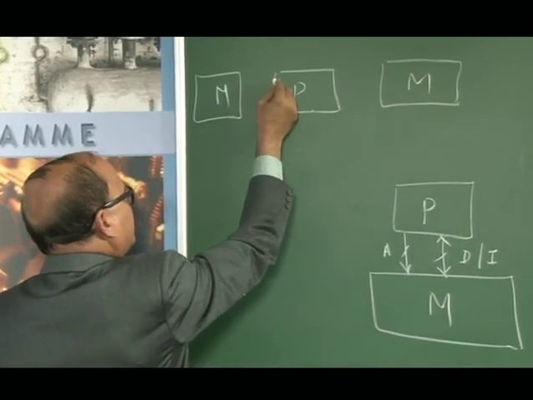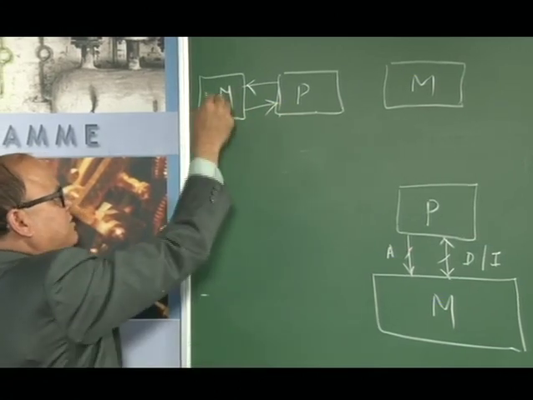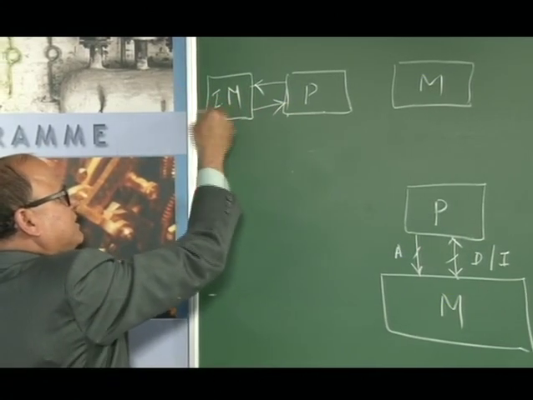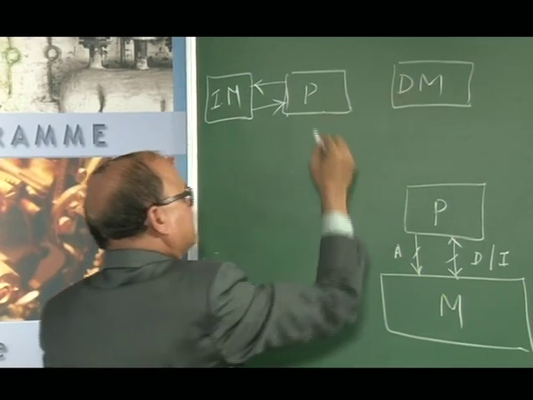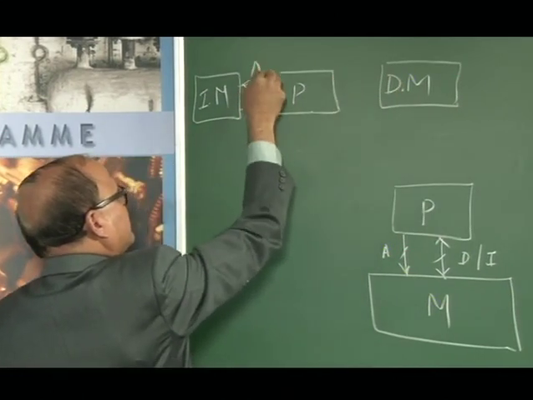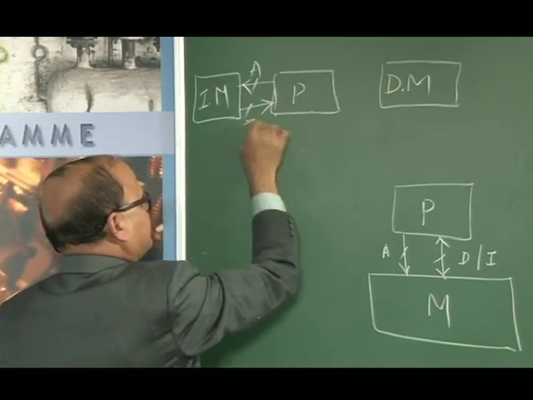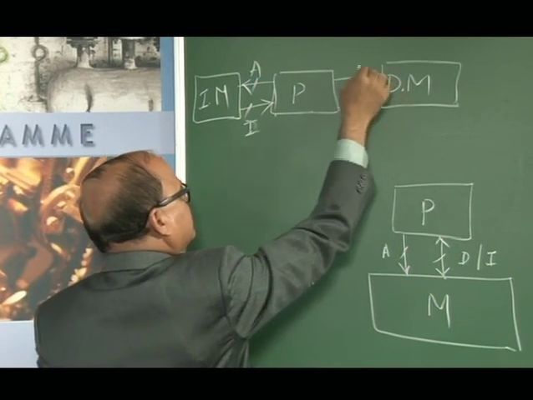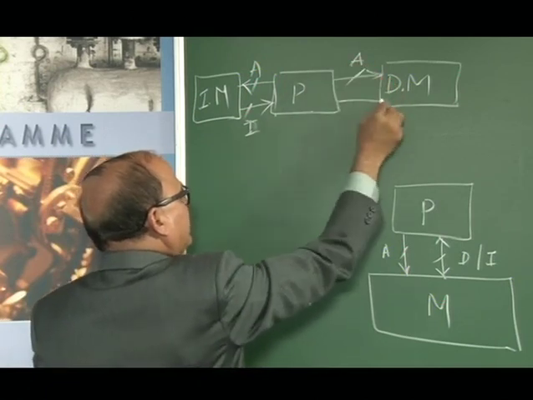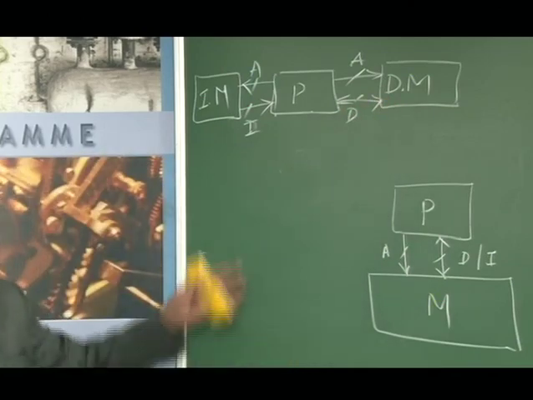So I will pass the address here, and I will get the instruction. Let me call this the instruction memory, and this the data memory. This is the address and this is the data, right? Information, instruction, let me say. Here the address is sent to the memory and the data is received or stored. So this is what I have.